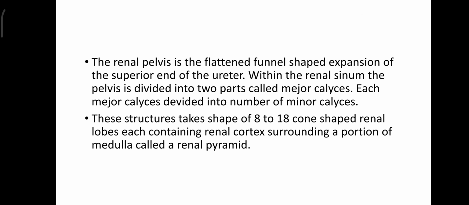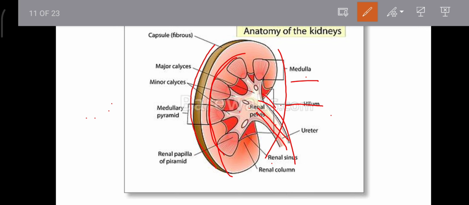Next, the renal pelvis is the flattened, funnel-shaped expansion of the superior end of the ureter within the renal sinus. The pelvis is divided into two parts called major calyces, and each major calyx is divided into a number of minor calyces. At the superior border of the ureter, this area is called the renal pelvis, and this renal pelvis is divided into major calyces, which are further divided into minor calyces.